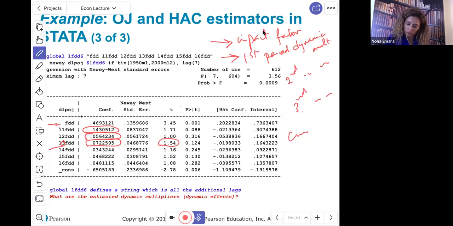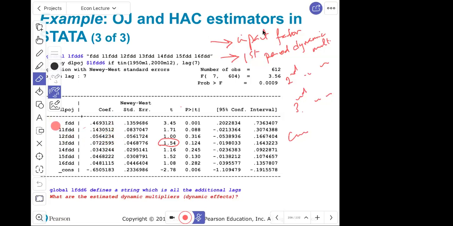Now, you can have a question about what's the cumulative multiplier for three periods, okay? Cumulative multiplier for three periods. How can you compute that?